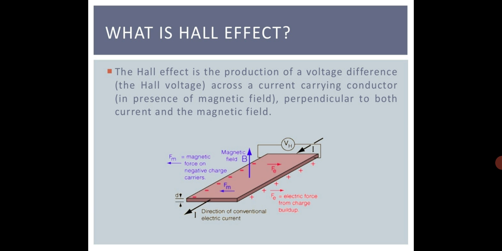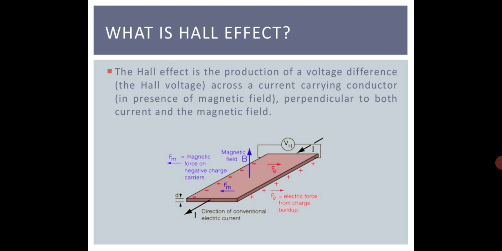So, what is Hall effect? The Hall effect is the production of voltage difference across the current carrying conductor in presence of magnetic field perpendicular to both the current and magnetic field. In short, when current is allowed to flow through any conductor, and if we are applying a magnetic field perpendicular to it, then perpendicular to both there is a generation of voltage, and that voltage is generally termed as the Hall voltage.